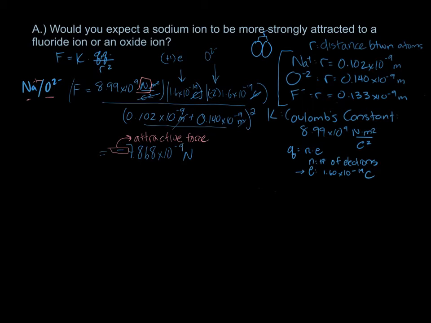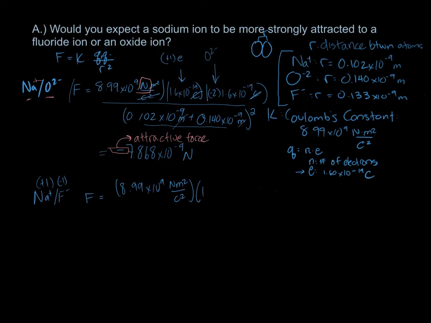Now, let's see what we get for a fluoride ion. We're going to see Na plus and F minus. And our F is going to be equal to 8.99 times 10 to the 9th newton meter squared per coulomb squared. Times, in this case, we have +1 and -1 as our charges.